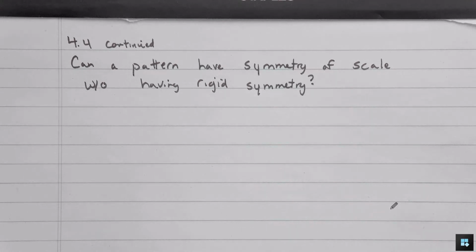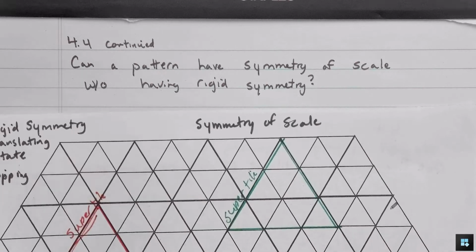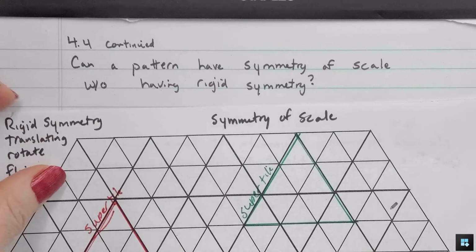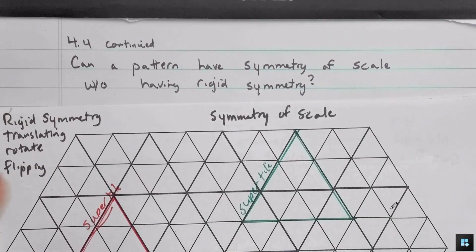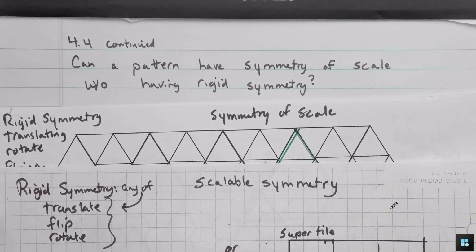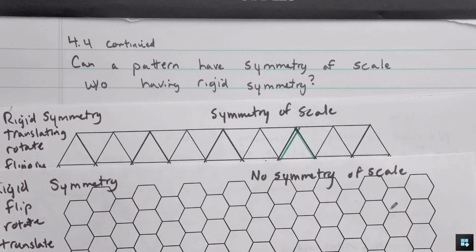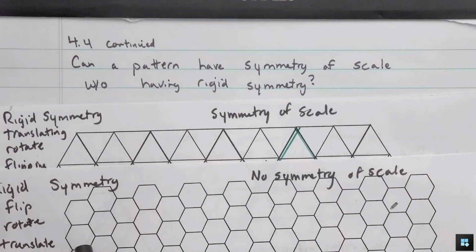So remember what we had seen. We had seen rigid symmetry with symmetry of scale with the triangles and with the squares. And we had seen rigid symmetry without symmetry of scale with the hexagons. But can we have it the other way around? Everything we looked at had the rigid symmetry. Can we go the other way around?